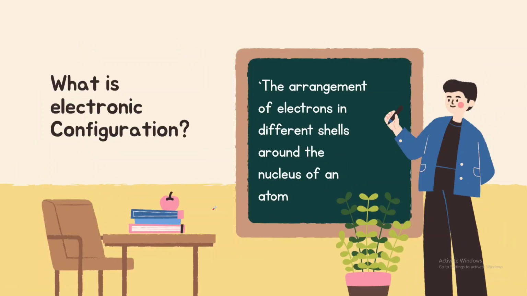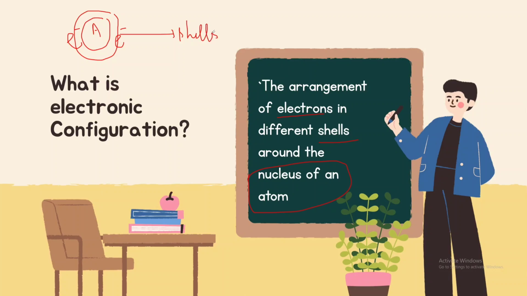First, what is electronic configuration? Let's first understand the meaning of the term. Electronic configuration simply means the arrangement of electrons in different shells around the nucleus of an atom. These electrons do not stay randomly around the nucleus. They are arranged in a specific way in different shells which surround the atom, like this. These electrons are arranged in specific energy levels called shells.